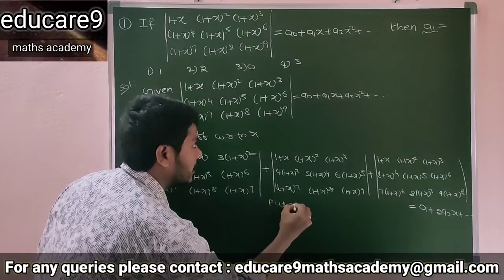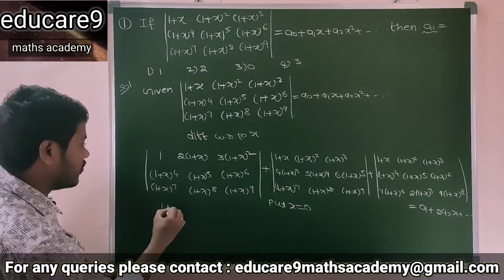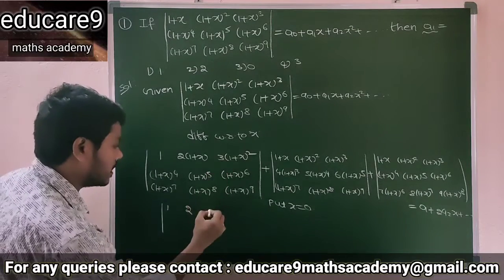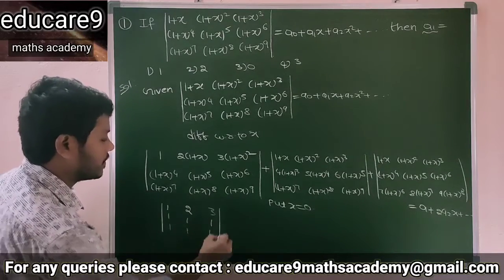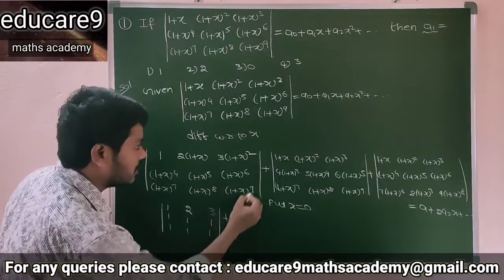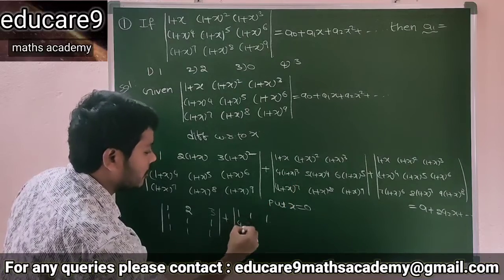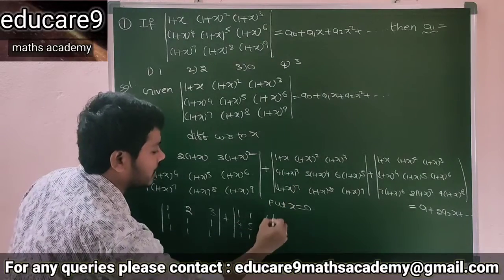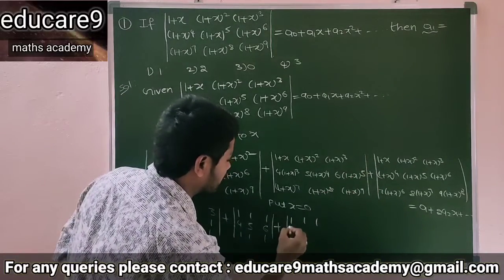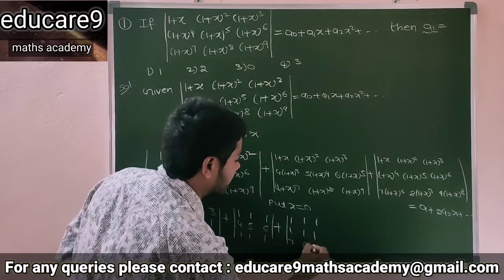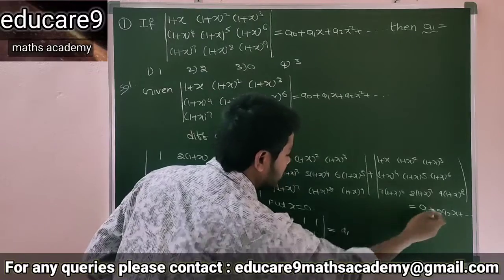So put x equals 0. What do you get here? The first row 1, 2, 3, next 1, 1, 1, 1, 1, 1. Next plus, this is 1, 1, 1, next 4, 5, 6, last row 1, 1, 1. Plus this one 1, 1, 1, 1, 1, 1, 7, 8, 9 equals a1, that is 0.